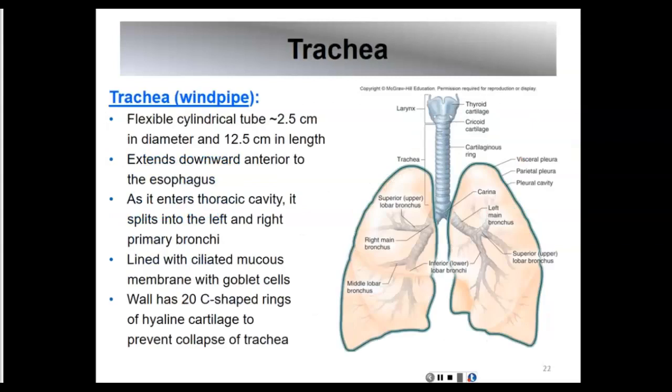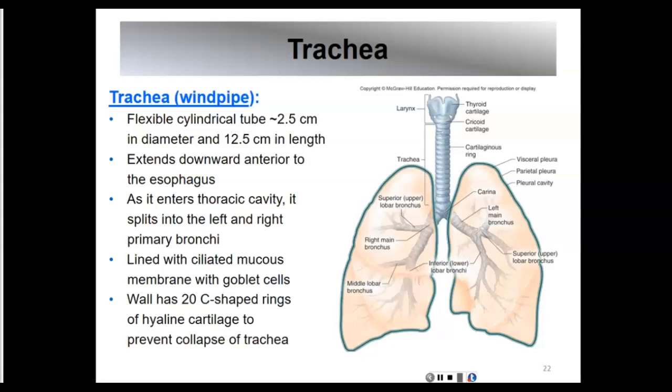The trachea, remember, is more rigid. Our esophagus is right behind it, recall. So the trachea is much more rigid. It enters the thoracic cavity and then splits into a left and right primary bronchi. It branches like a tree. If you turn this upside down, it would look like a tree.